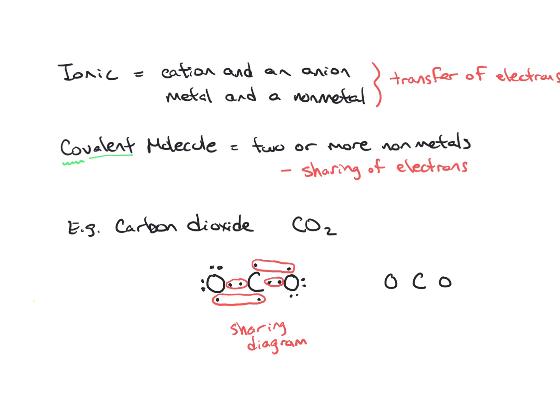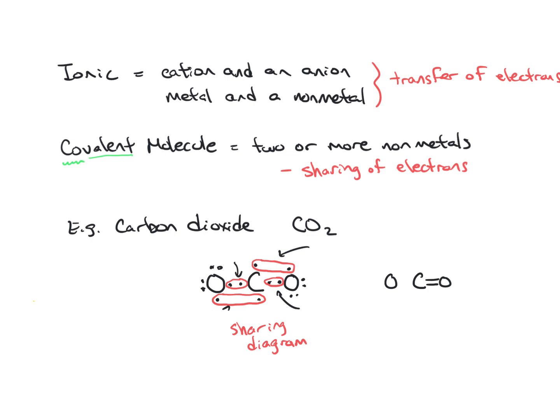So another way to draw it is to replace shared pairs of electrons with bars. Every time I see one of these, 2 electrons shared together, I'm going to replace it with a bar. So I'll replace it with that bar. And then there's another one here that's a shared pair of electrons. I'm going to replace it with a bar connecting carbon with the right-hand oxygen.